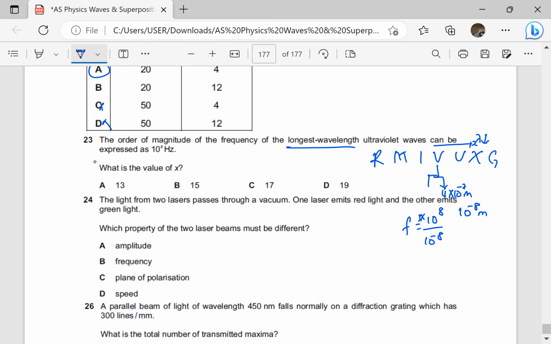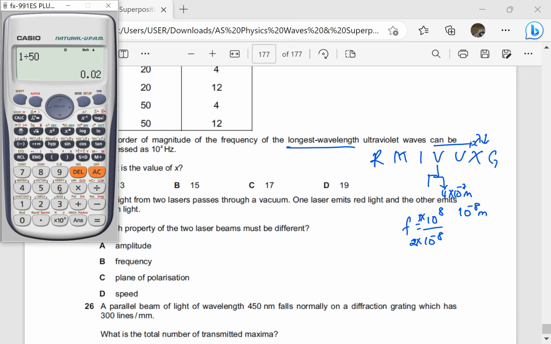Let's choose a number such as 2 times 10 power negative 8. Now I will just divide: 3 exponent 8 divided by 2 exponent negative 8. So that is 1.5 times 10 power.